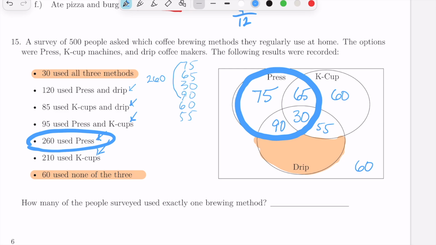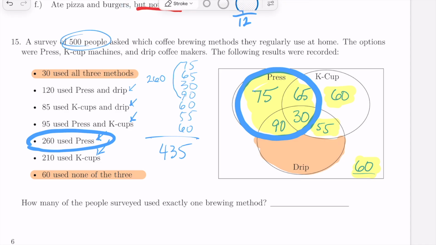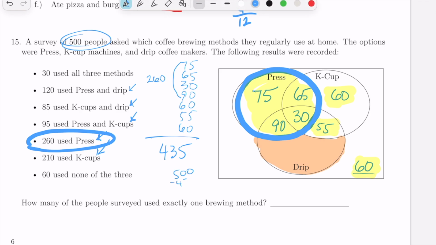And maybe I grabbed a calculator just to double check that real fast. By the way, I also noticed that I forgot to add this 60 on down here. So now, if I add all 260 of those, plus the 60, plus the 55, plus the 60, if I add those all together, I get 435. But keep in mind, there should be 500 people. And that's how I figured out how many people there are in the drip. So we'll do 500 minus 435 is 65.